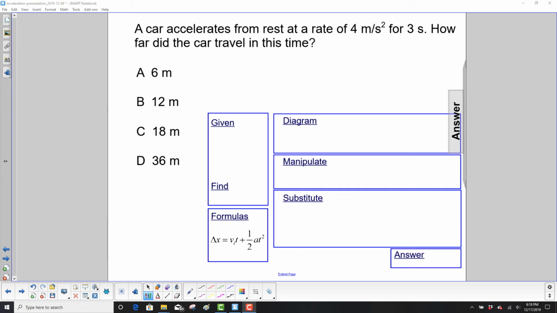A car accelerates from rest, so that right away tells us what? Tells us that v_i is equal to 0, at a rate of 4 meters per second squared. That's our acceleration, 4 meters per second squared, for 3 seconds. How far did the car travel?